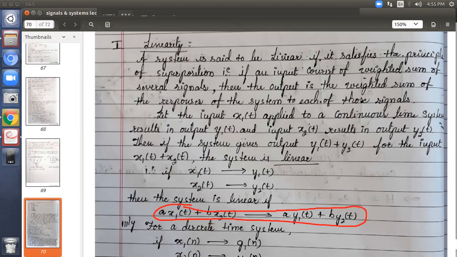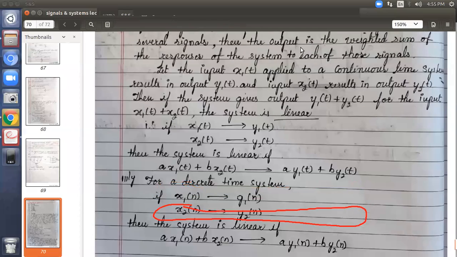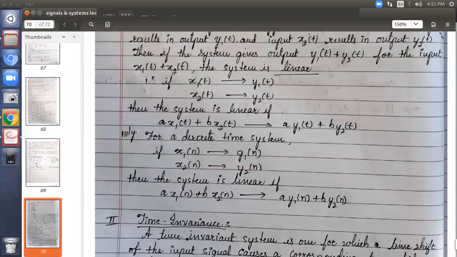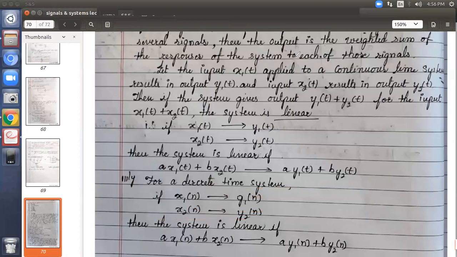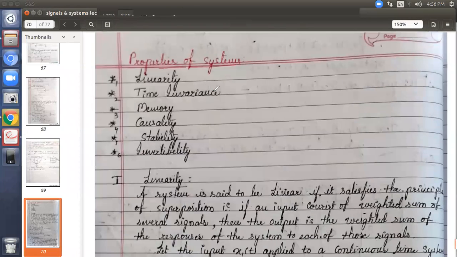Similarly, you can see on the screen, I have written a similar equation for linearity for discrete time. Simply t is replaced with n. Fine. I hope you understood the linearity. Then let me go to the second property. The second one is time invariance.